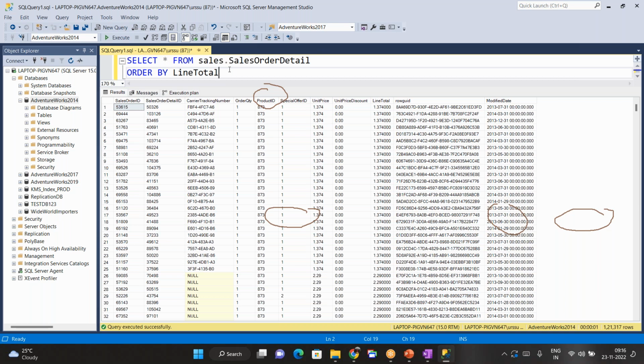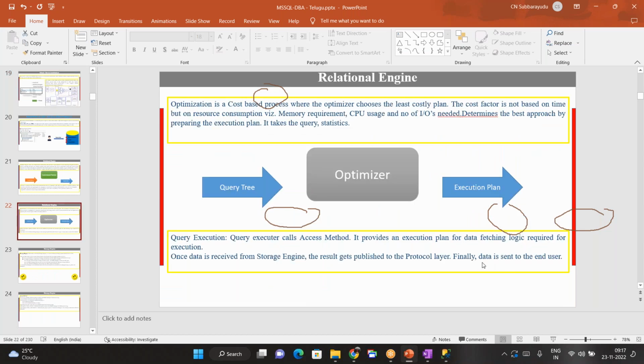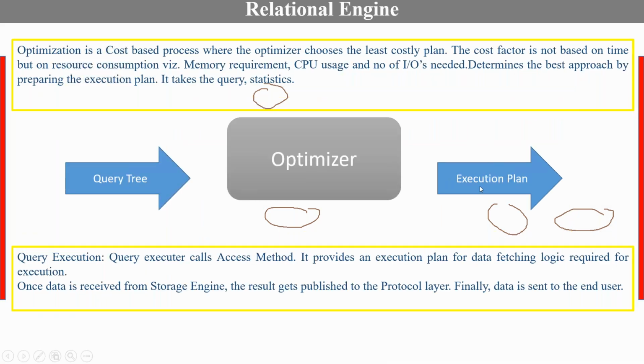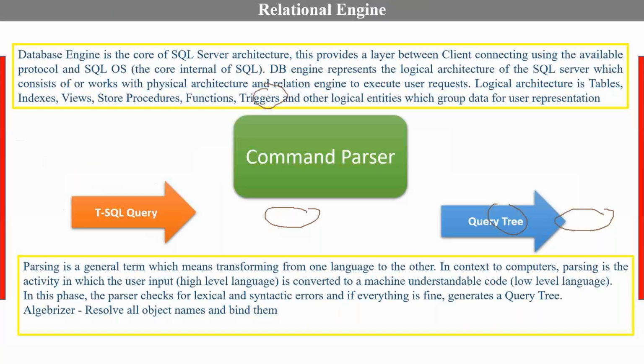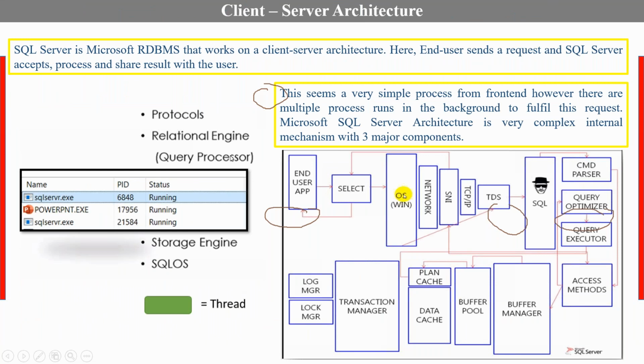Once the plan is prepared, sir, it will go to the executor. But in the relational engine, no data is maintained, sir. No data. It is just processing your query. Your relational engine is nothing but processing the query. It is not maintaining any data.